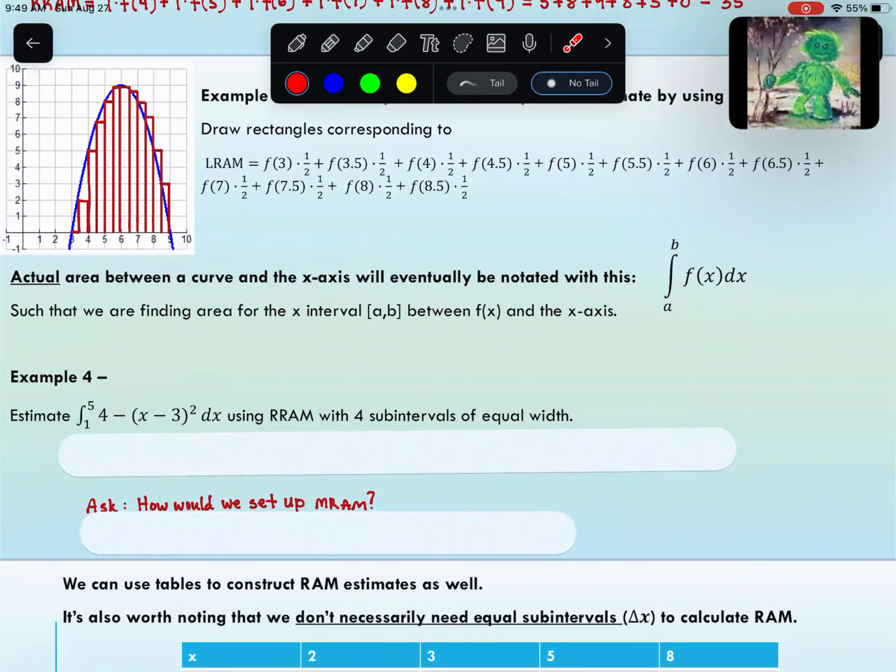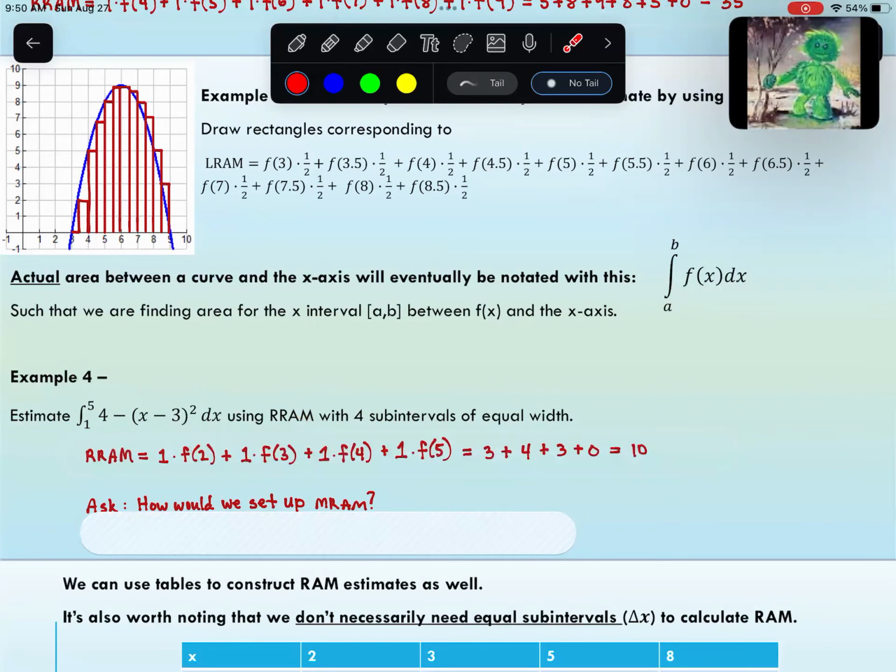Okay, example 4. Here we see one of these integral notations. We're not going to find an exact answer for this one. We're going to use approximation. Here it says RRAM, so we're going to go right rectangular, 4 subintervals of equal width. So you have to do a little mental math here. I want to extend from x equals 1 to x equals 5 with 4 subintervals of equal width. So there's a total distance of 4 divided into 4. It looks like we are going to be using delta x equals 1.